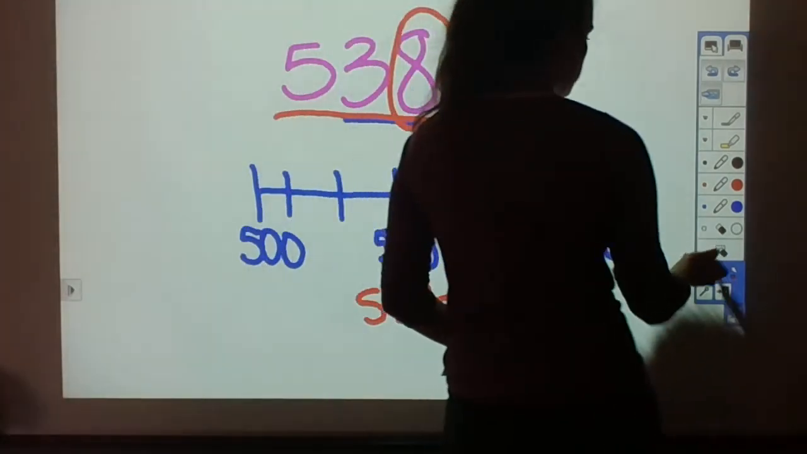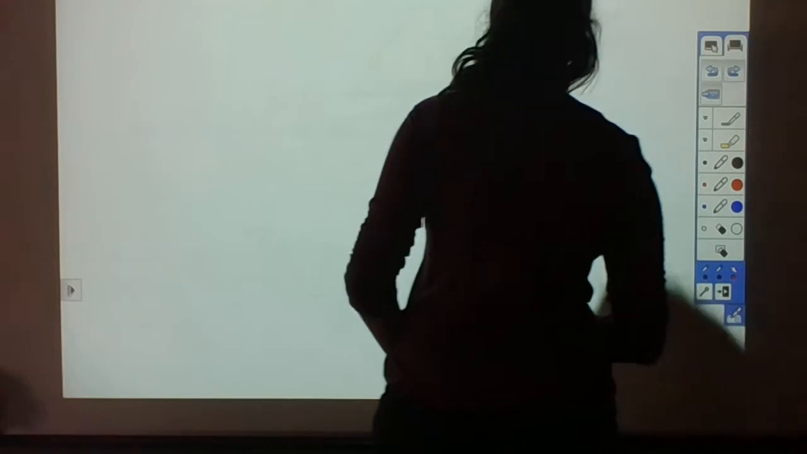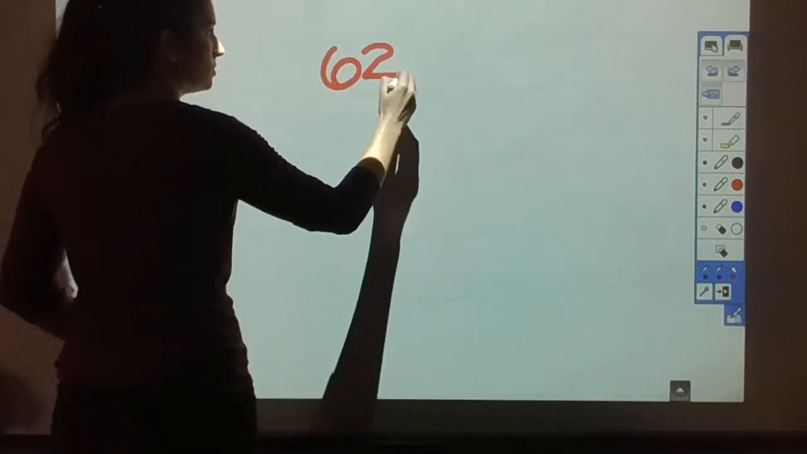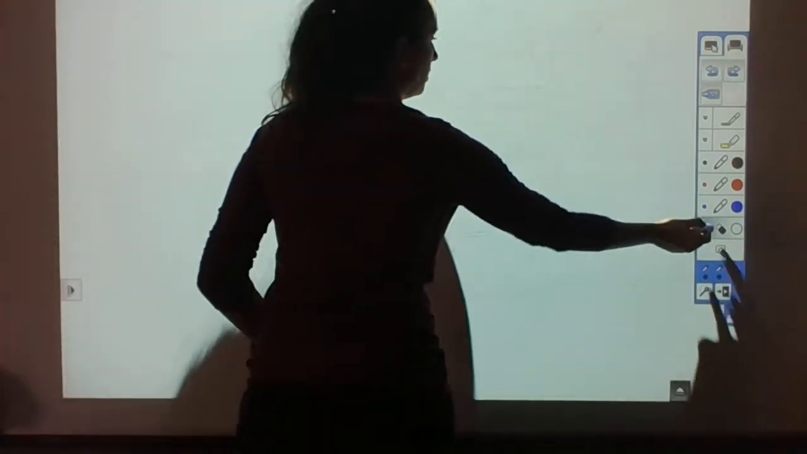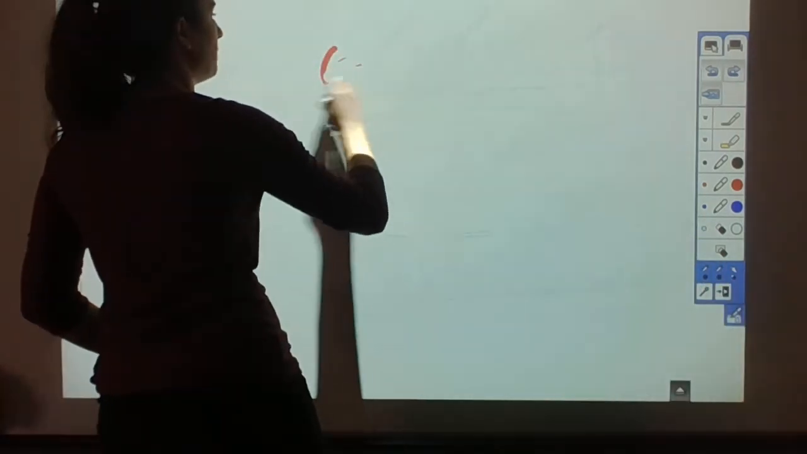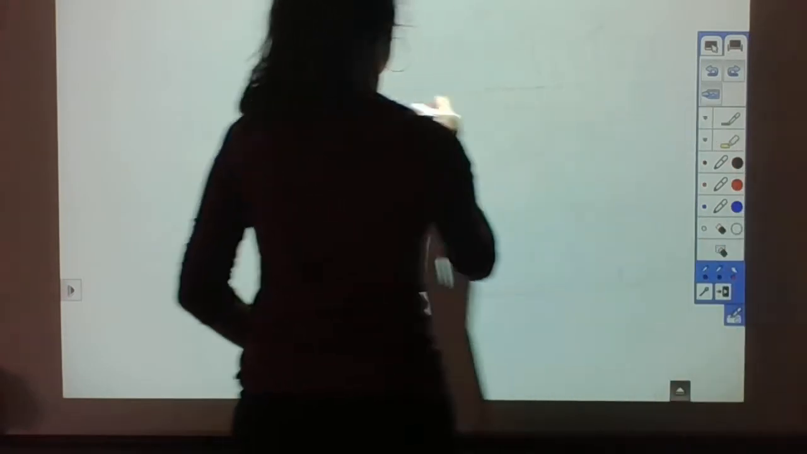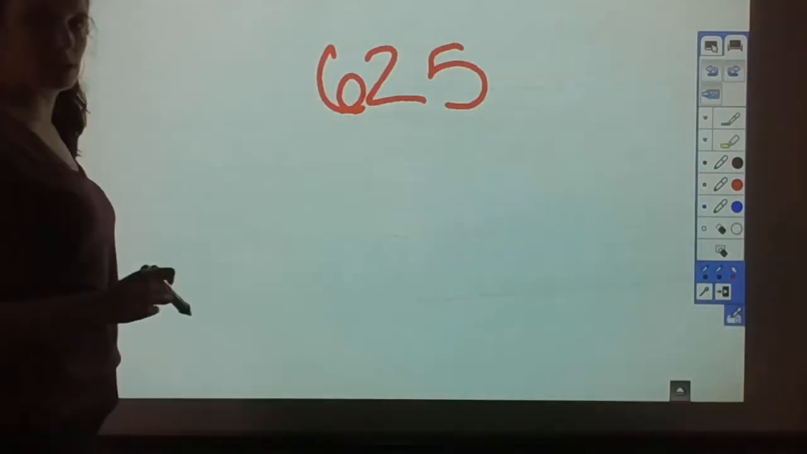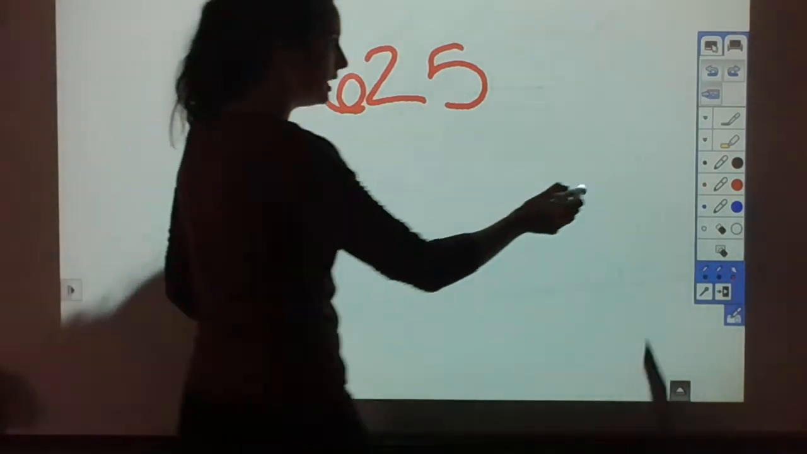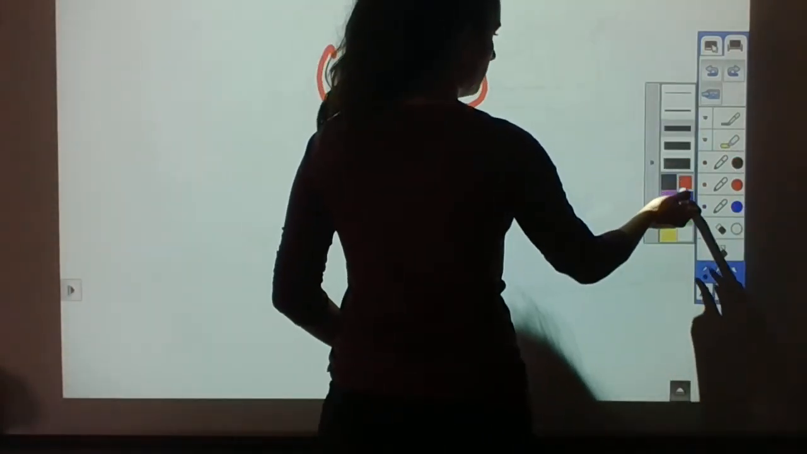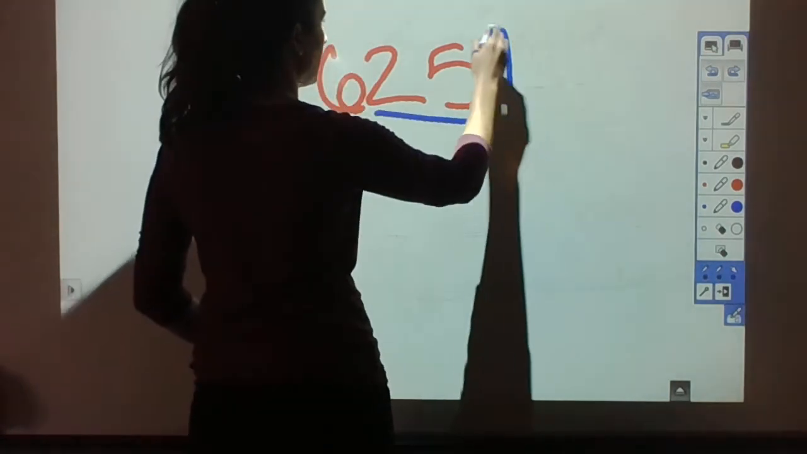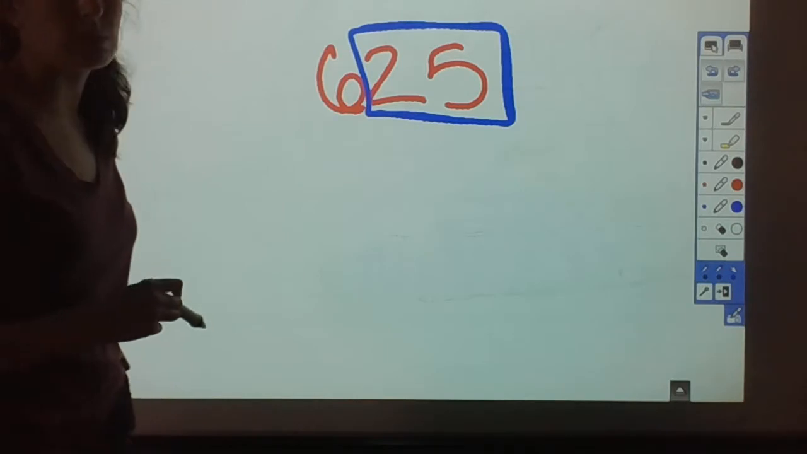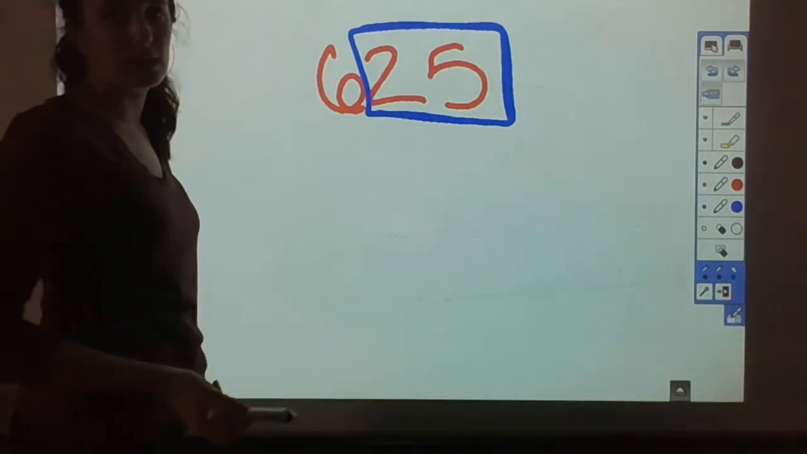Let's try another one with rounding to the nearest 10. If I have a number 600, let me draw a better number for you guys. 625. Ooh, there's that 5. Remember, when we are rounding to the nearest 10, we care about the two numbers that are in the tens place and the ones place. We don't really care about the hundreds right now.